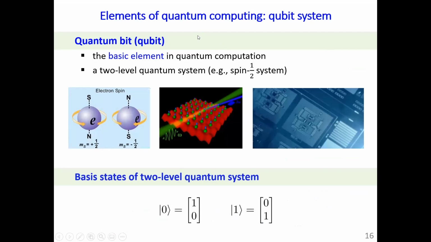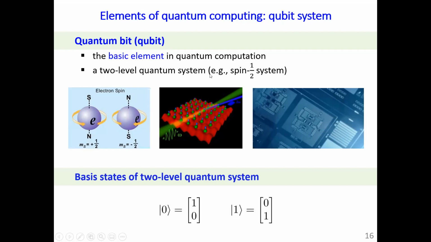And now I'm going to introduce some elements of quantum computing. First of all, I will introduce the concept of the qubit system. The building block of a quantum computer is the quantum bit, which in short is a qubit. It is a basic element in quantum computation.